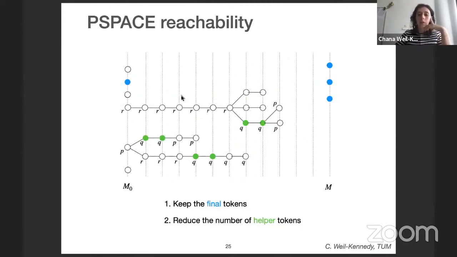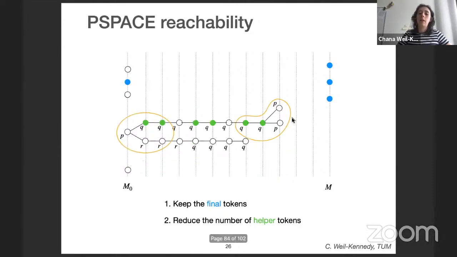And then second, we reduce the number of helper tokens. So here, for example, I have 3 moments in which there's a token in place Q, which acts as a helper token. And this helper function is done by 3 different tokens. And what we want to do is have it be done by only 1 token. So what we do is we identify the prefix tree, which leads to the first moment where Q is a helper. We identify the last suffix tree from which Q is a helper.